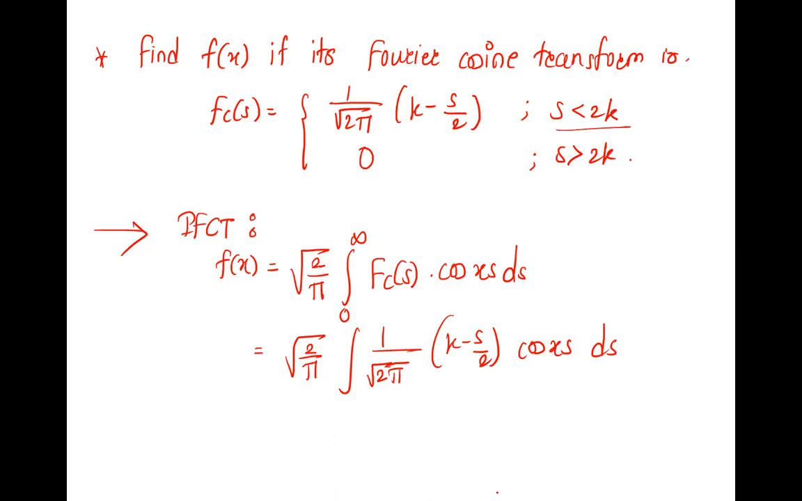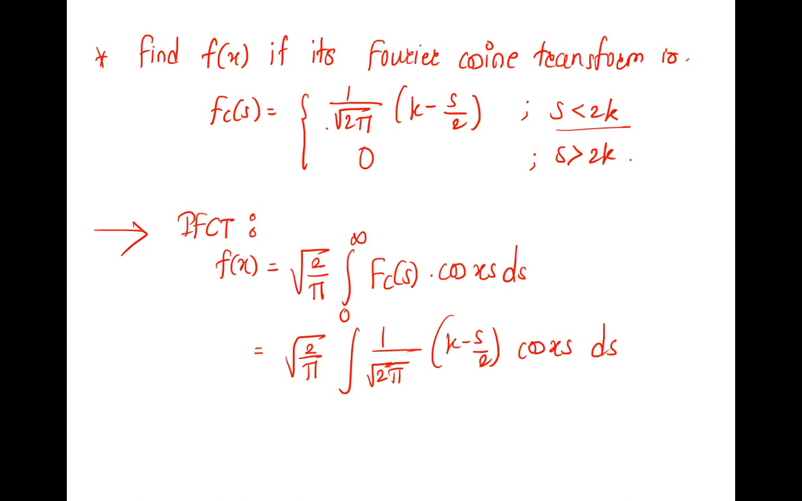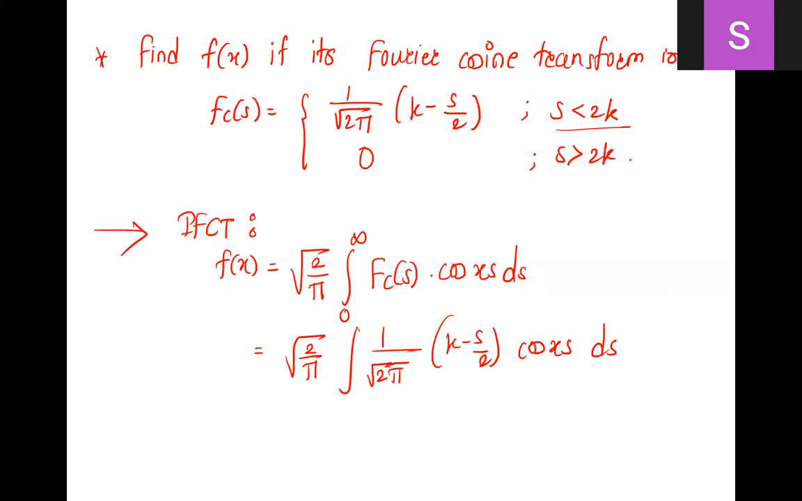So what is that interval? What will be the integration limits? It is from 0 to infinity, but when it is greater than 2k, the values are 0. Up to 2k, the value is this. So what are the limits? 0 to 2k. Correct. We are going up to 2k, where s, it is with respect to s. So whenever s is less than 2k, it exists. But when it is greater than 2k, the value is 0. So 2k to infinity, it is 0. But up to 2k, it exists. So lower limit is 0. So 0 to 2k.